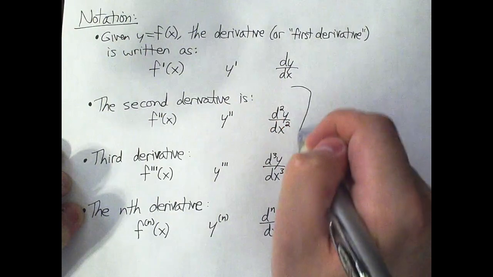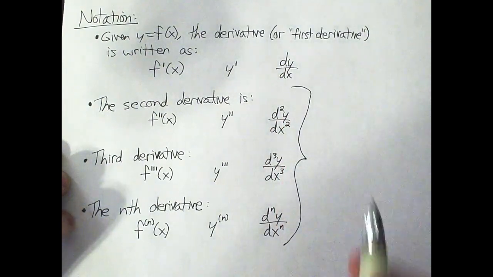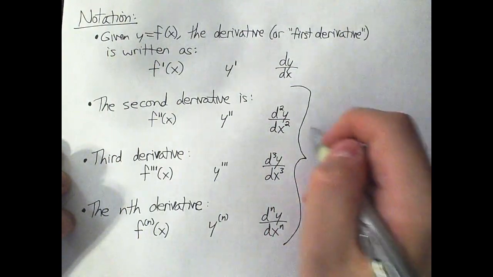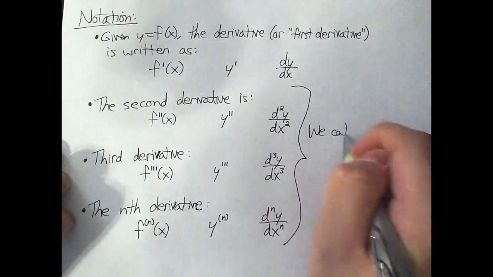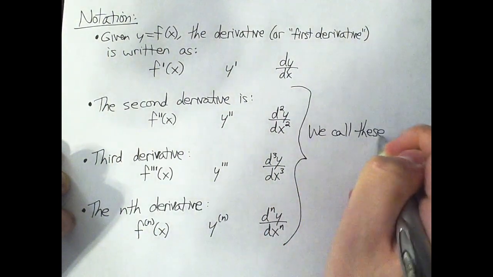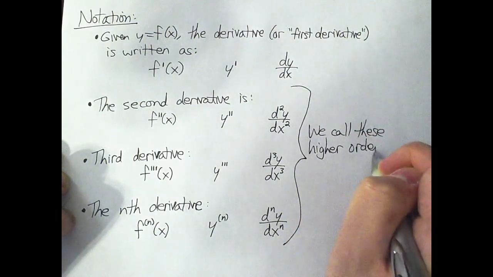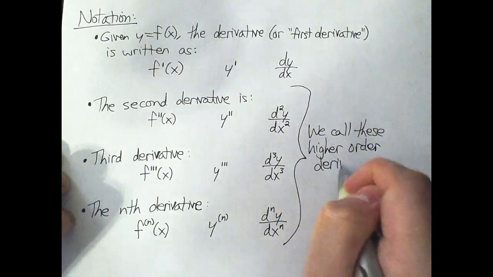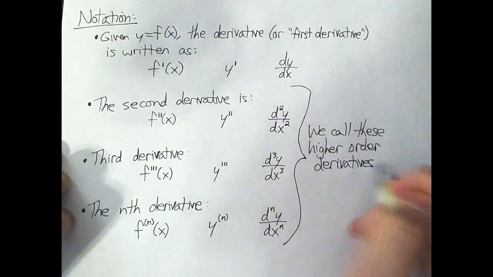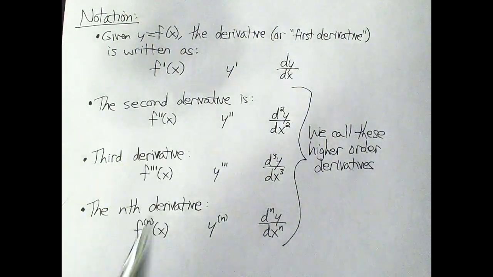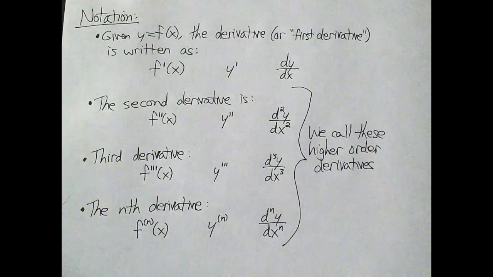I have something to say about all of these. Not the first derivative, but all the ones beyond the first derivative. We call these higher order derivatives. So if you ever see a book talking about higher order derivatives, it just means the second, third, fourth, and so on, taking the derivative more than once.